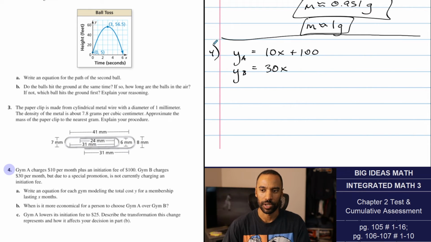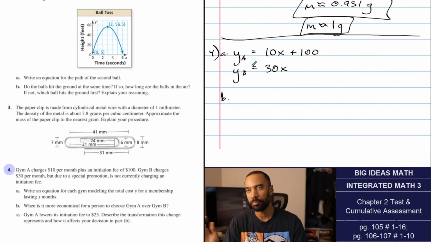All right, those are the 2 equations. That's part A. Part B. I don't even know what section this would be out of. When is it more economical for a person to choose Gym A over Gym B? Well, the idea is, where would you be spending less?